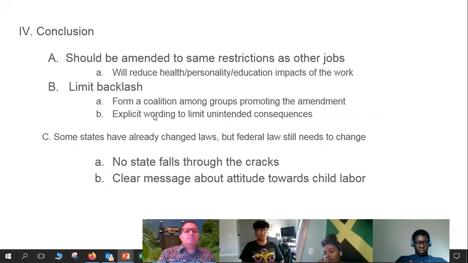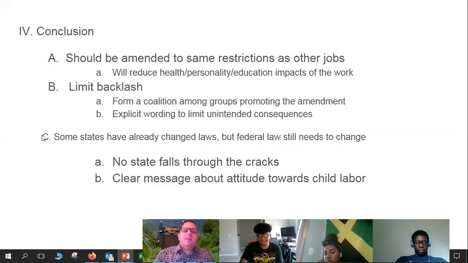And then as a way to limit the backlash, they propose, and this is the part that I think is a little bit weak in this particular essay, because the way that they talked about limiting the backlash was simply forming a coalition, meaning having a group of farmers get together and say, we support this, and then trying to explain to other farmers why this is a good thing.